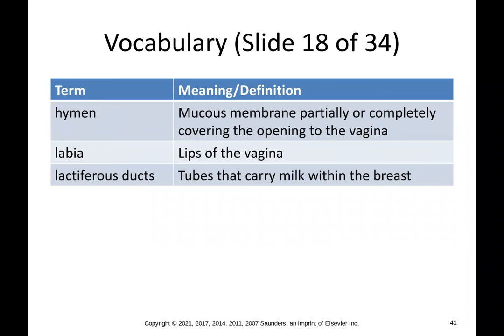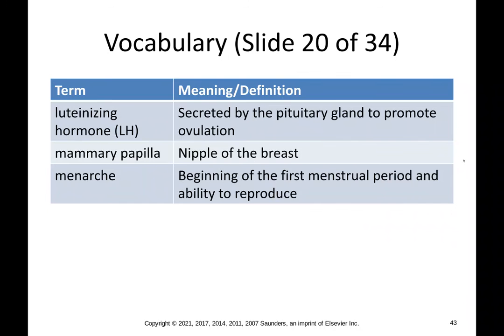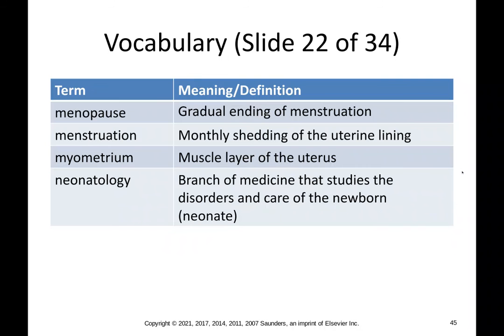Lactiferous ducts are tubes that carry milk within the breast. Luteinizing hormone, LH, is secreted by the pituitary gland to promote ovulation. Mammary papilla is the nipple of the breast. Menarche is the beginning of the first menstrual period, which is the ability to reproduce.